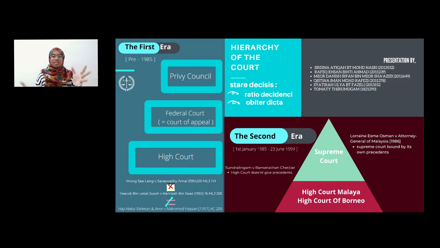So when it comes to discussing the application of the doctrine of stare decisis vertically in Malaysia, we have to go through all three different eras. So let's go to the first era. The first era, we have the Privy Council as the highest court at that particular moment, meaning that vertically, whatever decision that was made in the Privy Council would be binding on other Malaysian lower courts.